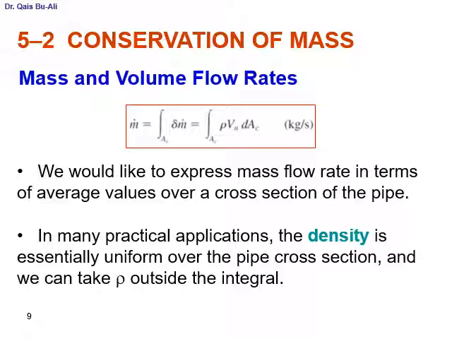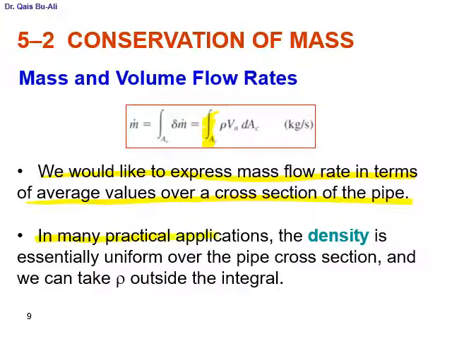Now, let me go through this slide. We'd like to express the mass flow rate in terms of average values over the cross-section of the pipe. I have this integral, and dealing with integrals is not something that we like. So I want to get rid of the integral as much as I can by presenting values as averages instead.